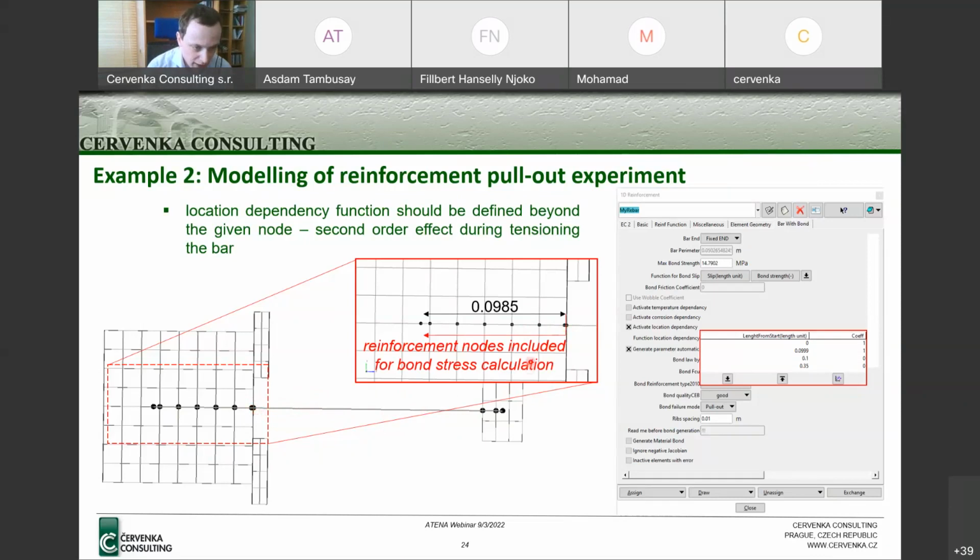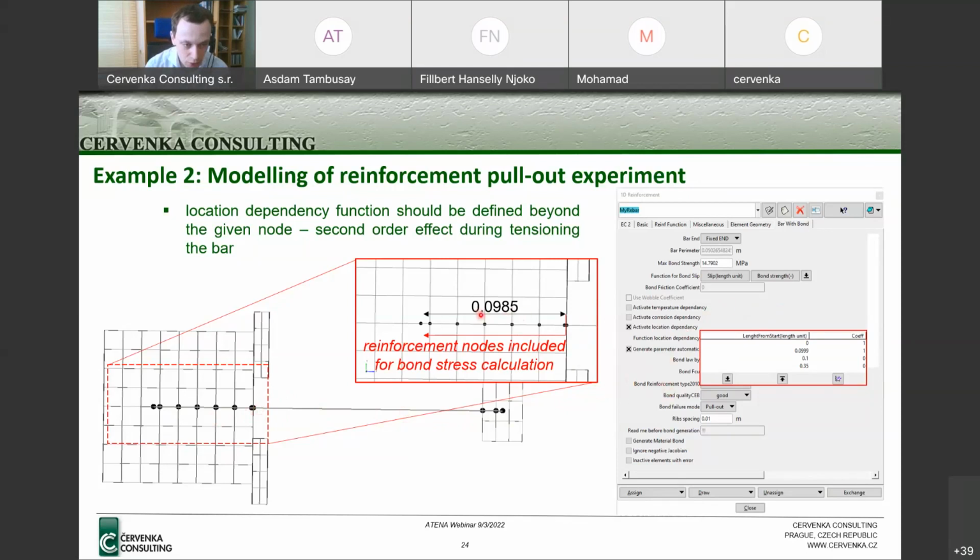Therefore, I activate the bond not for the last node, but the one before the last one will still be activated. I will have the contribution of half of this small section, and for the last node, the boundary node, the location dependency function is not activated. Therefore, at this node, I will not calculate the cohesion force from this free part of the reinforcement.